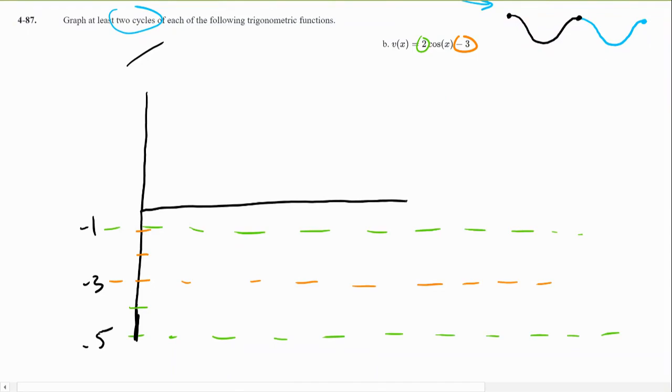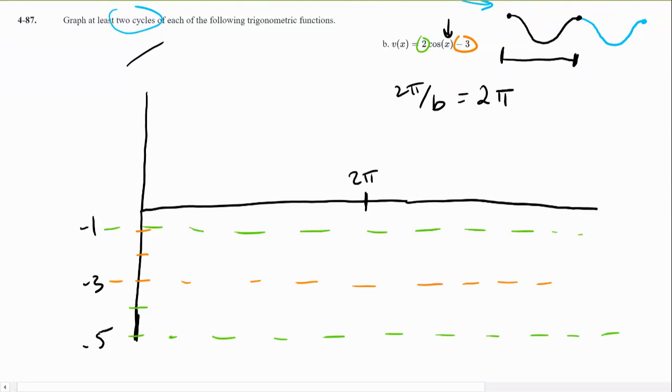Now, for the period, I need to know the distance from the starting point to the ending point, and that's 2 pi divided by the b value. In this case, the b value is just 1. So my whole period is just going to be 2 pi. So I'm going to give this spot right here the value of 2 pi, which means doubling that would be 4 pi. So my first period is going to be between 0 and 2 pi because I don't shift anything. There's no h value inside of that. So I'm just going to start at 0 and go to 2 pi.